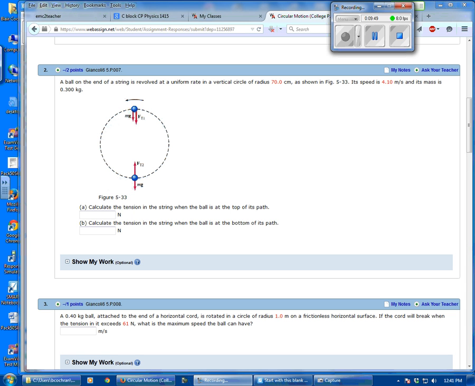All right, we're going to do number 2. The ball on the string revolved in a vertical circle of this radius. They showed this. Its speed is this, and its mass is this. Calculate the tension of the string. Oh, nice. They already did the force diagrams for you, except they left off one part. So we'll have to clean up the one thing that they forgot to put in there.